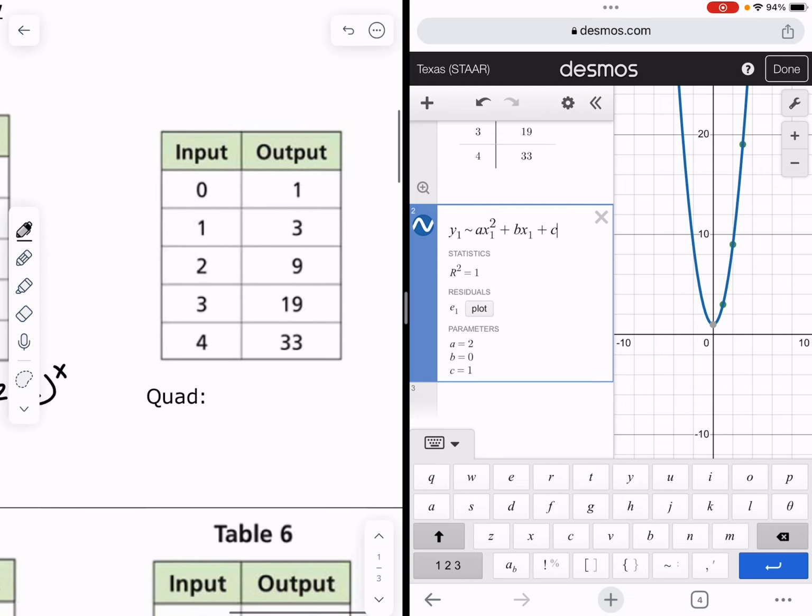So that means my equation is y equals 2x squared. And they don't write the 0x, so we're just going to skip the x term and then put the c. So y equals 2x squared plus 1.